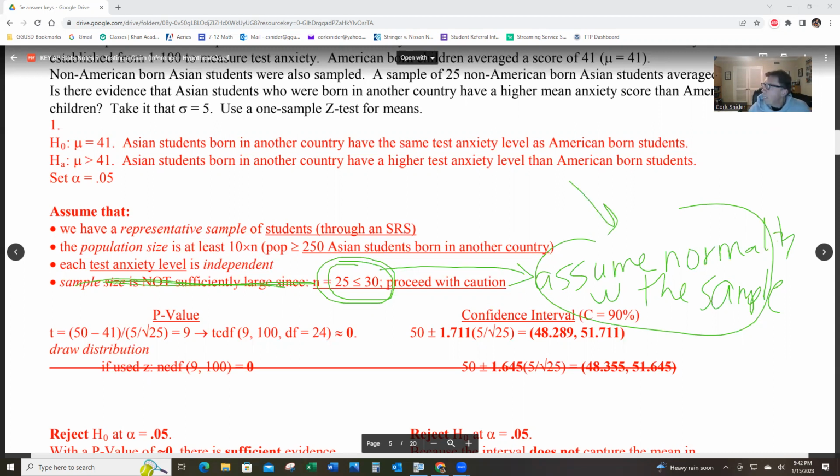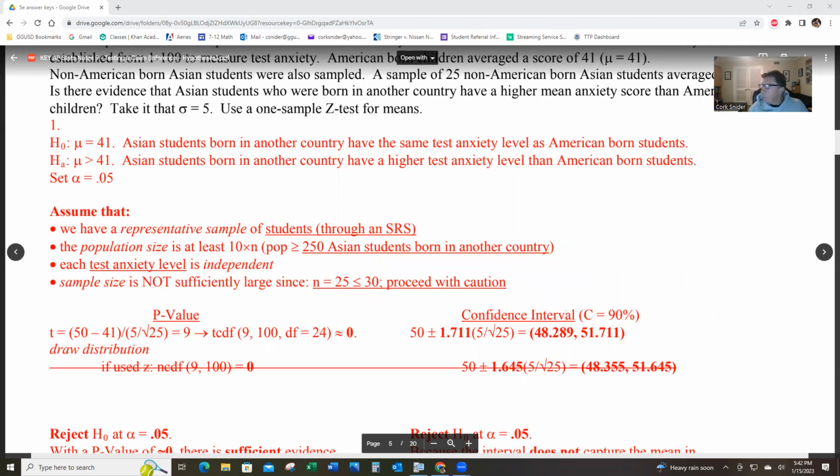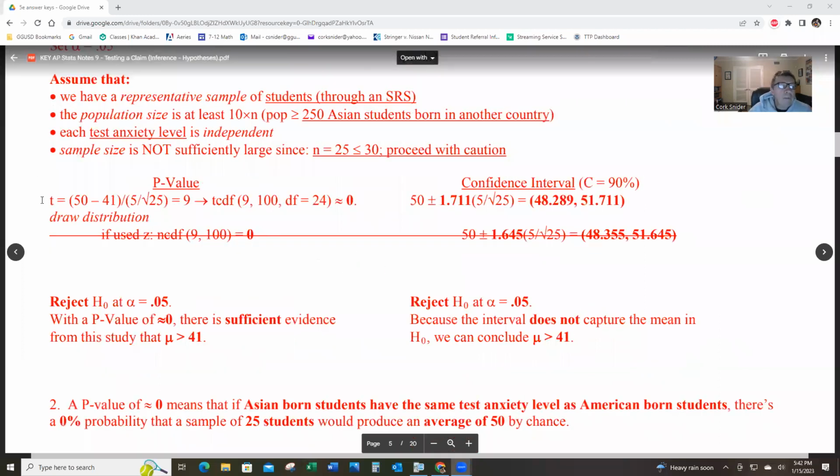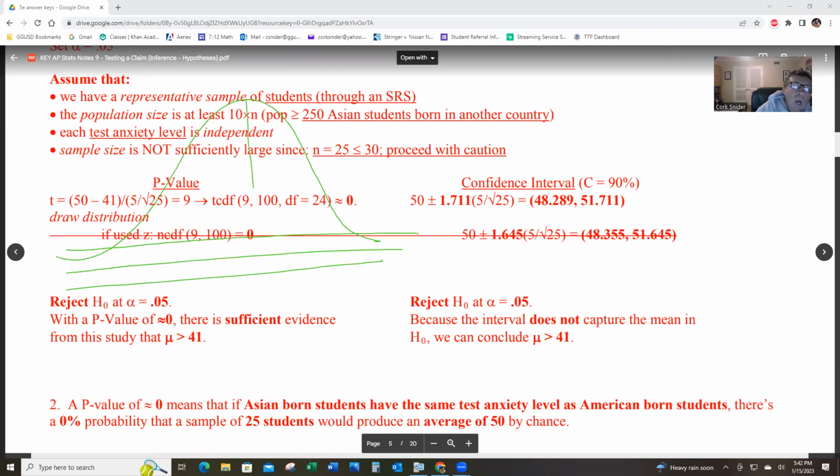No problem. Now, what you're going to do here is, let me slide this down a little bit. I have all this written out here, but I'm going to draw it out. You're going to draw a normal curve, just like this. We've done this a million times, okay? You're going to put the raw score, H0, here, 41. 50, the test statistic, goes in the tail. You're going to write the standard deviation, which is 5 divided by the square root of 25, which is 1, actually.